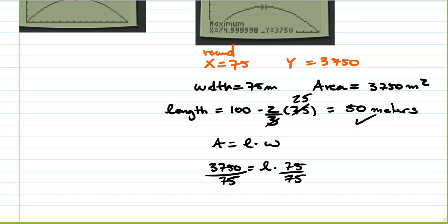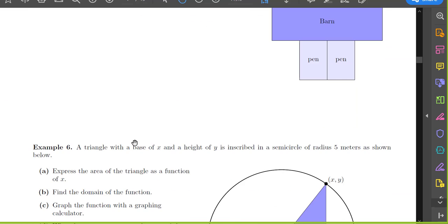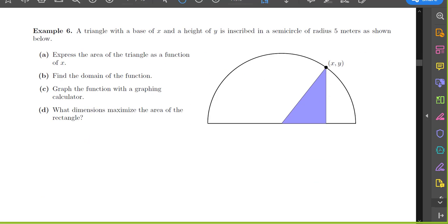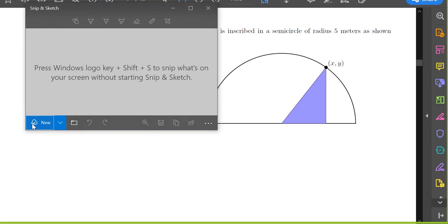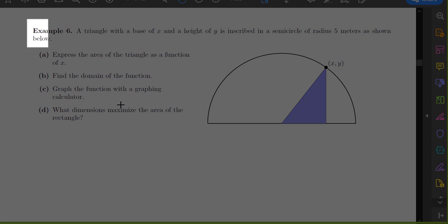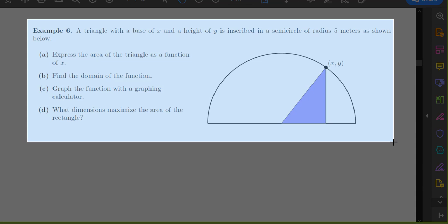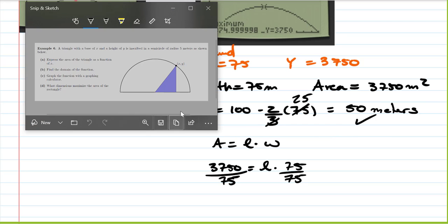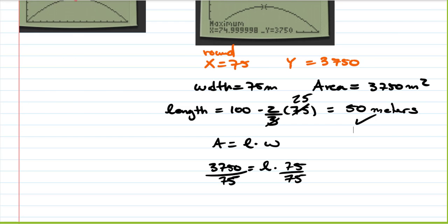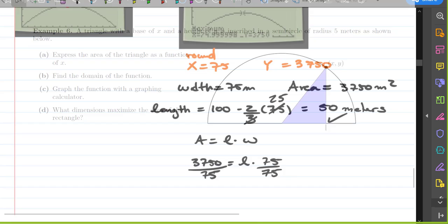Oops, undo. All right, so let's go ahead and jump to our next example. So example 6 is going to have us do the same thing, but it's kind of got the problem broken down into a few different parts for us.